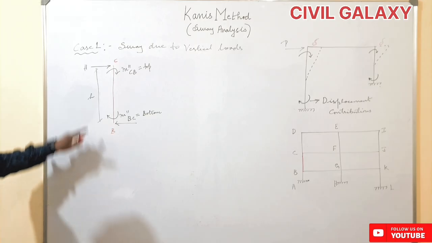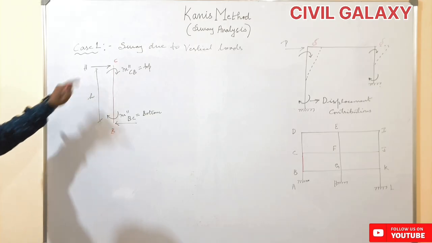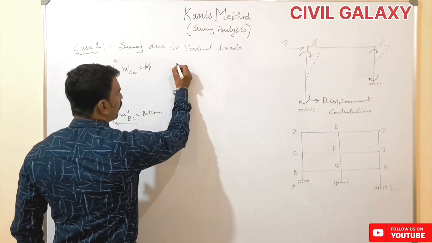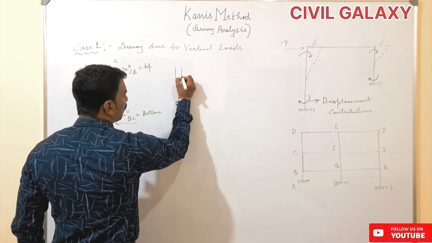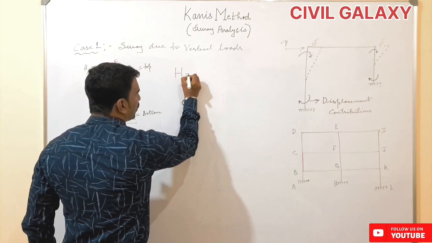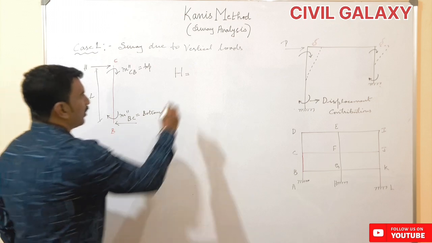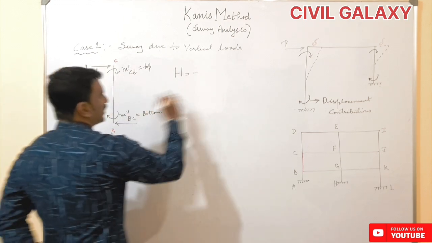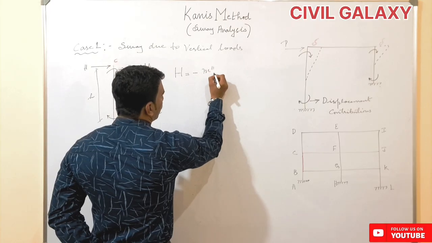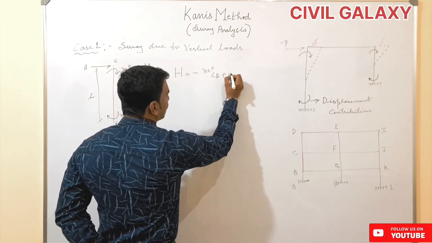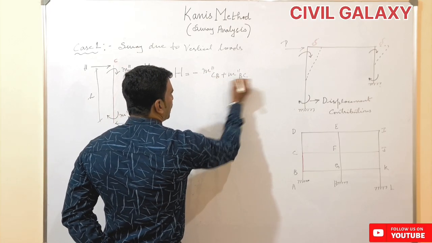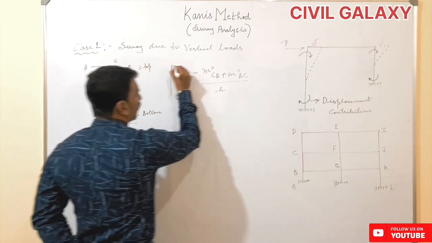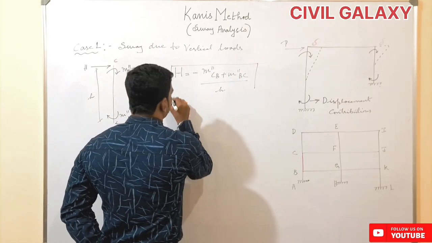Now if we want to find the value of H, if we apply the equilibrium conditions about this point B, we have H equal to negative, here it will be M double dash CB plus M double dash BC upon the total height. So this is the formula we are going to get.